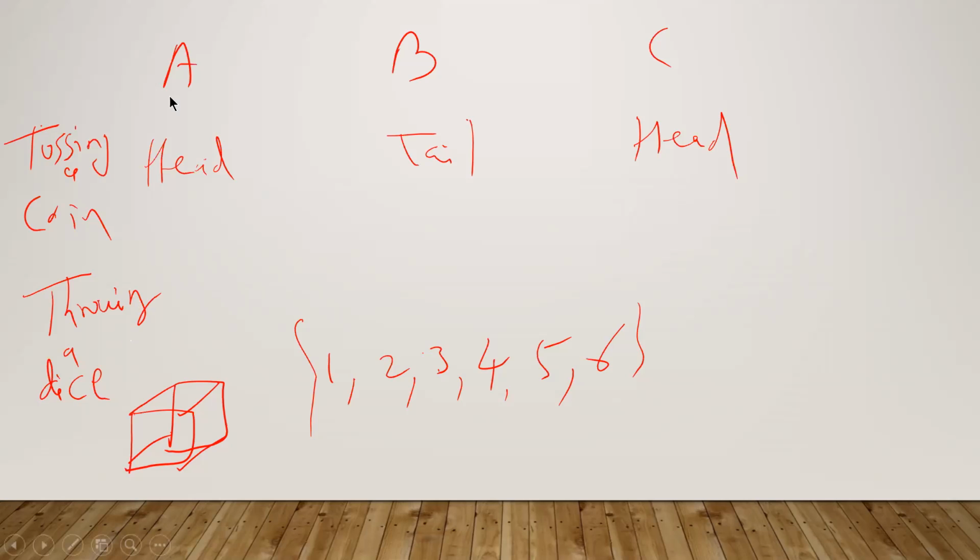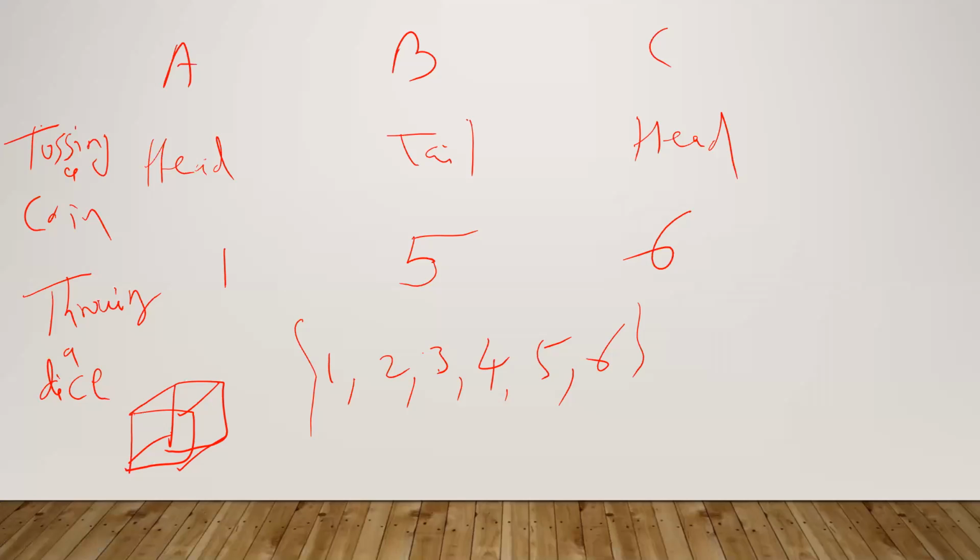So if I give this dice to student A and ask him to throw, it may happen that he gets 1 on the uppermost face of the dice. Student B may get 5, or student C may get 6. So each one of them may get a different result. Such experiments where the outcome or the result of the experiment is not fixed are called random experiments. And our whole theory of probability is based on these type of experiments, random experiments.